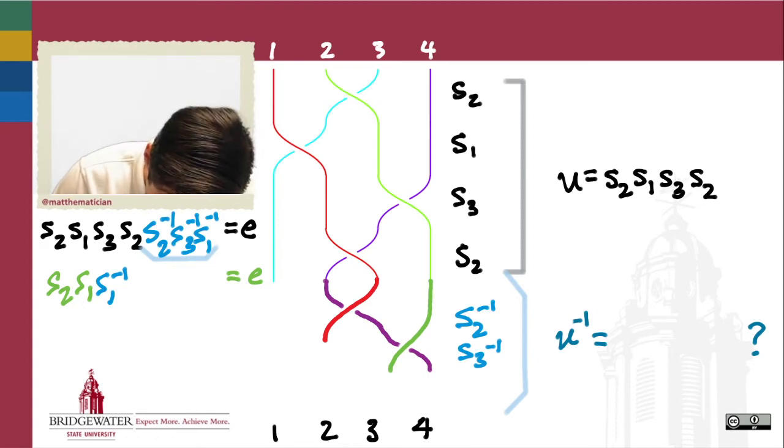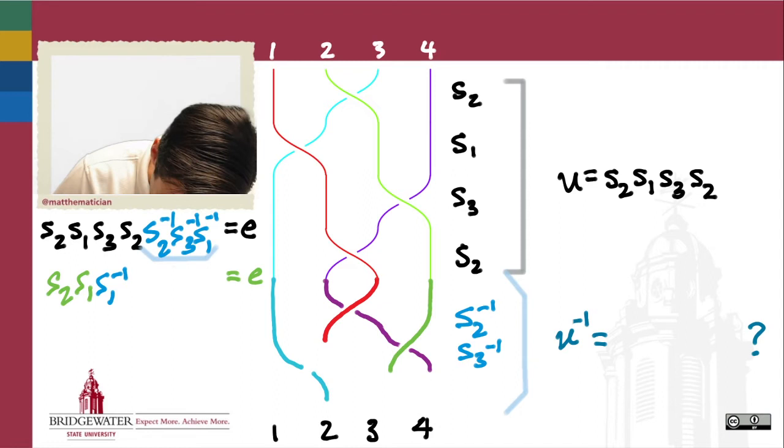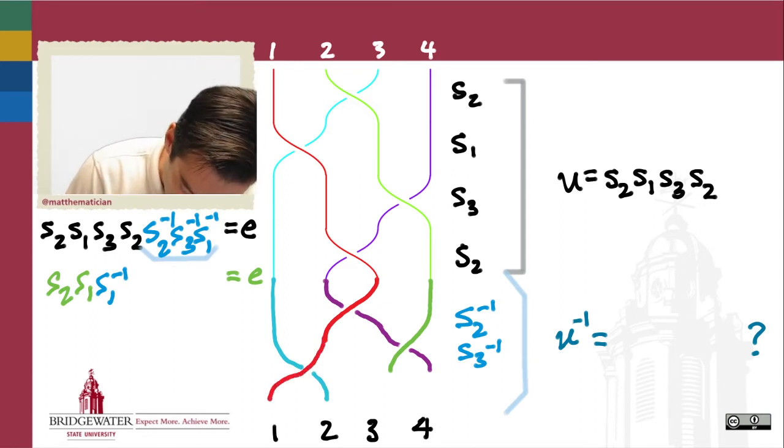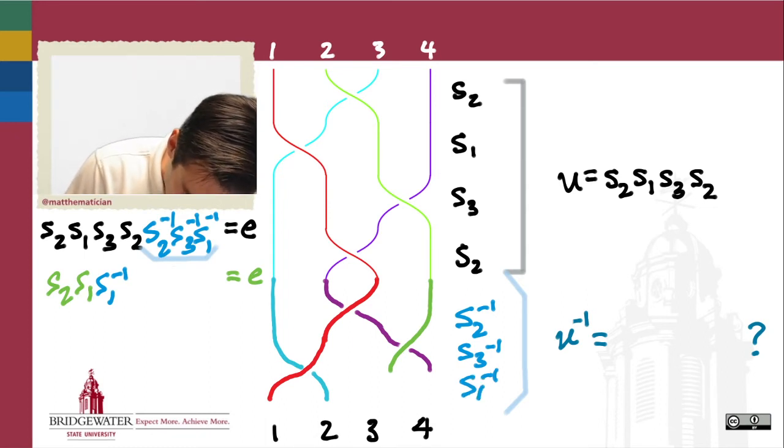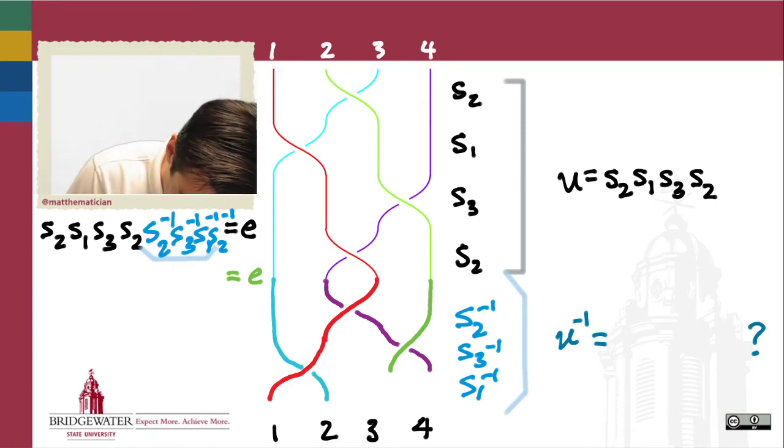So that would mean bringing this one underneath there, like that. S1 inverse. And then the last cancellation we would need is an S2 inverse. And now we've got it.